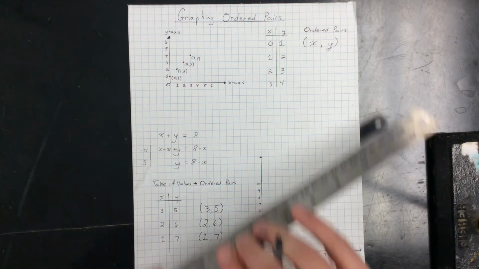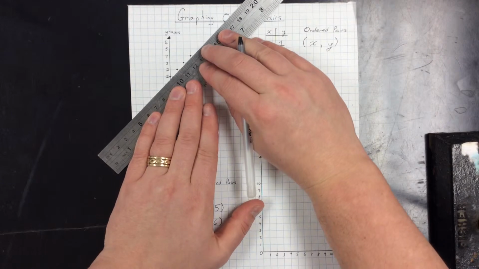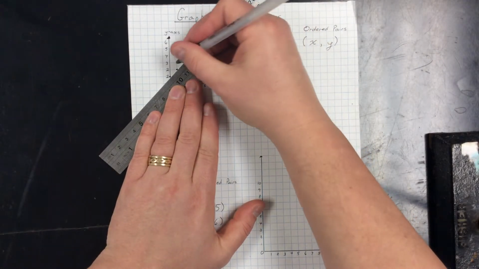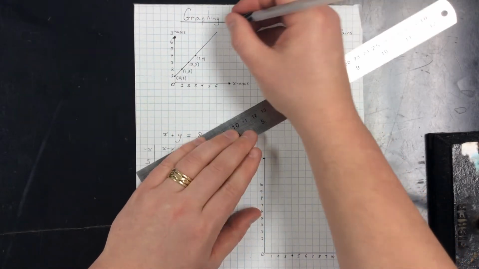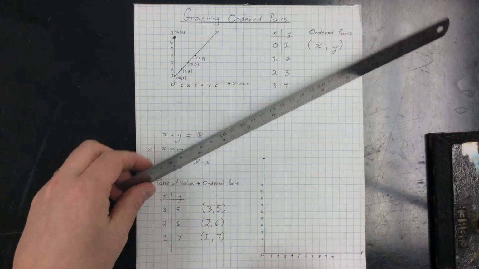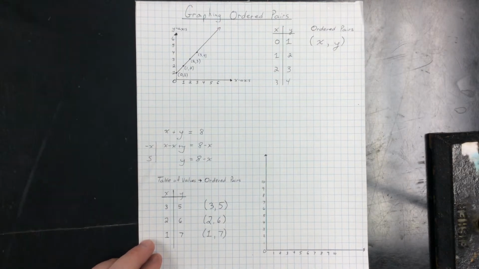In fact, for most of these, when we put a ruler on, we should find a direct relationship, a straight line. And later on, we'll be able to put a name, or the equation, to that graph.